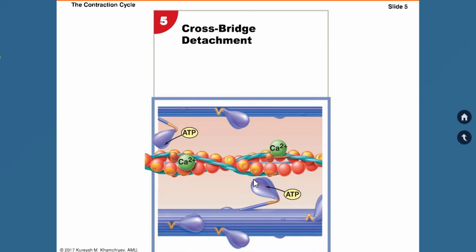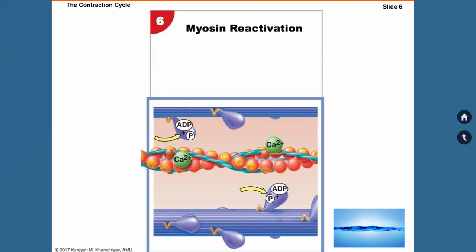The myosin head hydrolyzes ATP to ADP and inorganic phosphate, which returns the myosin to the cocked position. Myosin reactivation.